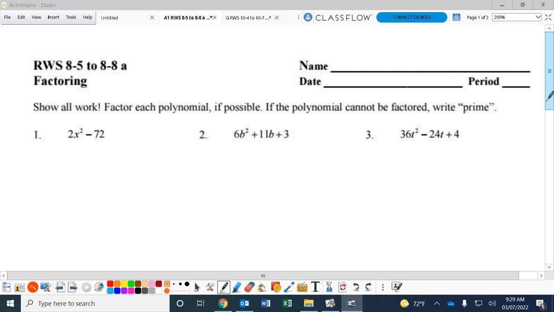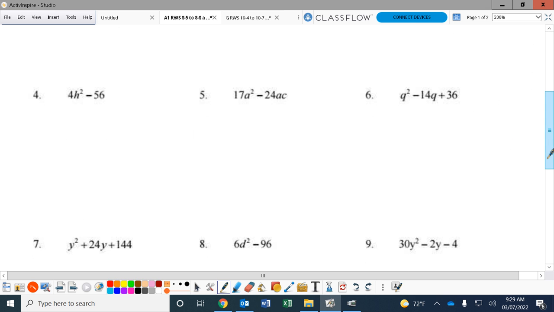While we wait on this to connect. Okay, on problem number 5, guys, when you have two terms, you have a flow chart. It tells you exactly what to do. With two terms, the two things you can do are GCF and difference of perfect squares. So the very first thing we look for is the GCF. Guys, what will go into 17a squared and 24ac?